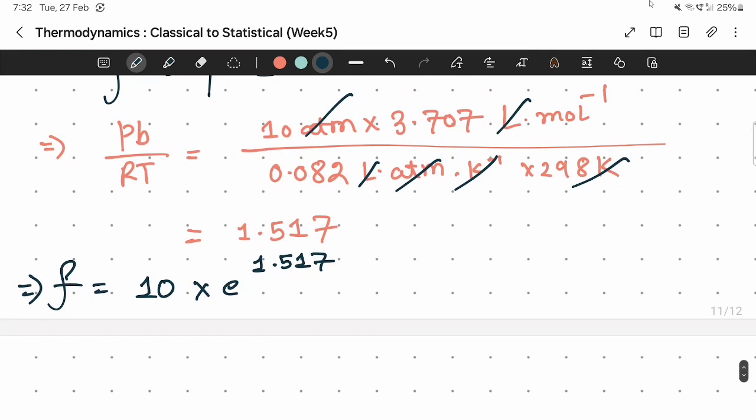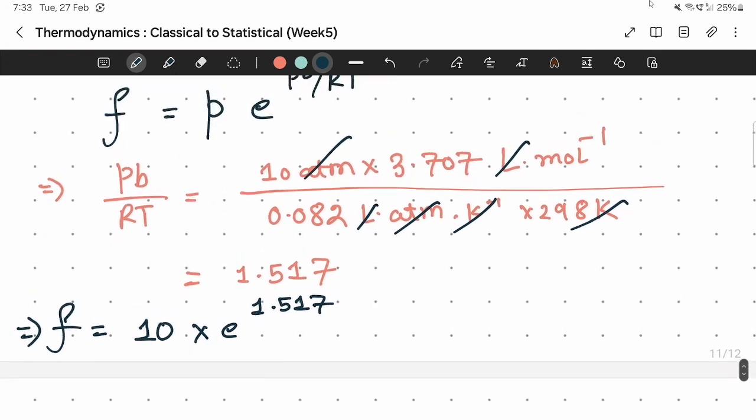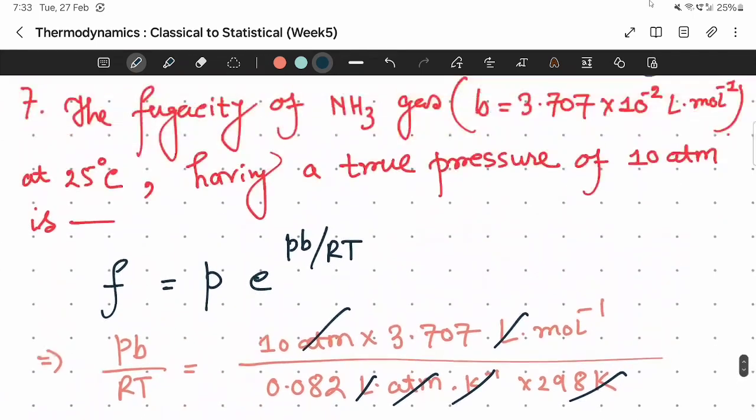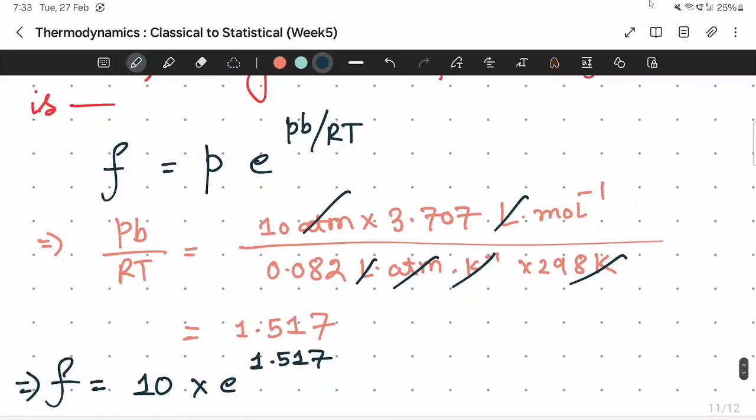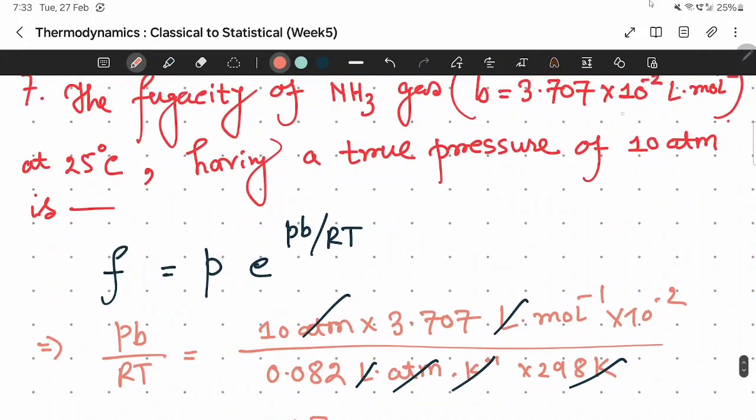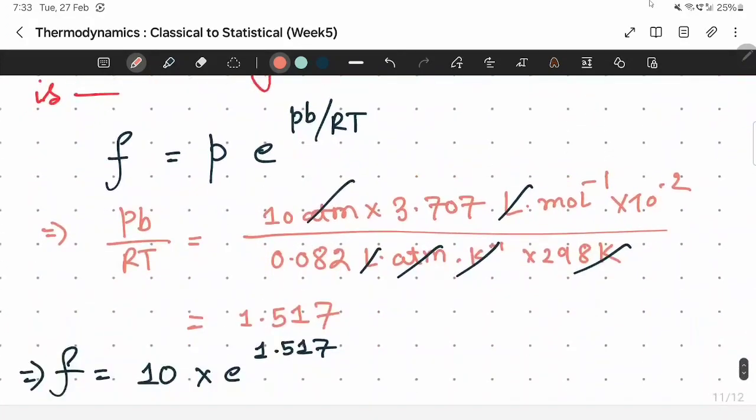Only one mistake there. Let me check. The option is not matching. Okay, okay, okay. There is a 10 to the power minus 2. This 10 to the power minus 2 is there, and I did not account for that. So it will be 10.